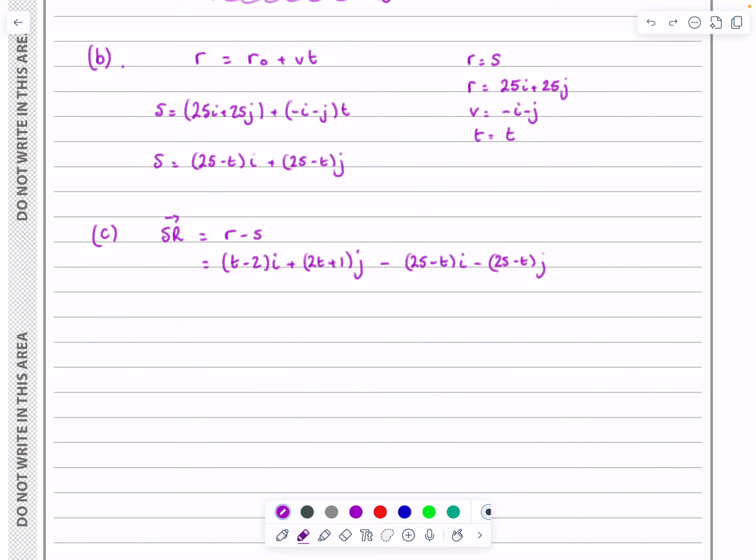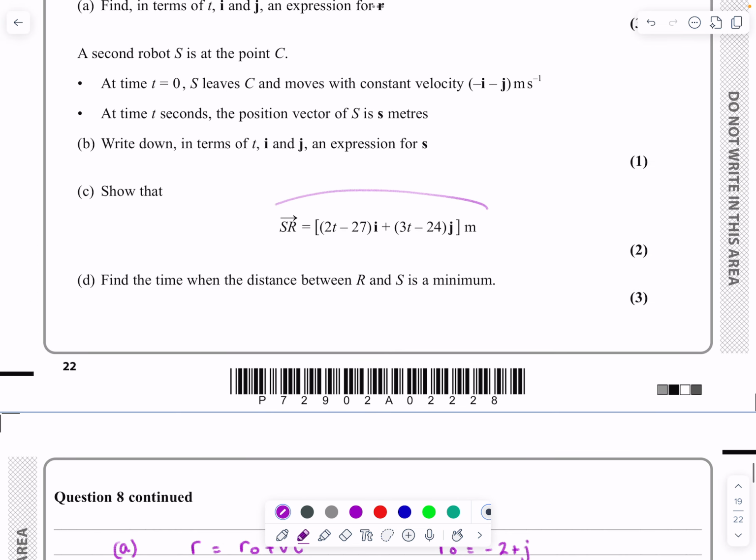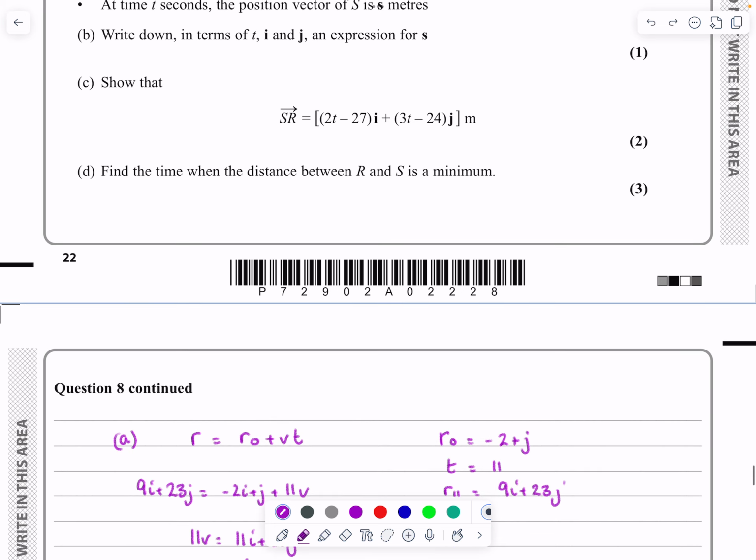Let's get rid of my previous answer though. So, yeah, tidying that all up is then going to give me what we just had, 2T minus 27 I plus 3T minus 24 J, which was what they asked for in that first part there. Okay, this part D is a standard that we'll get for this type of question.